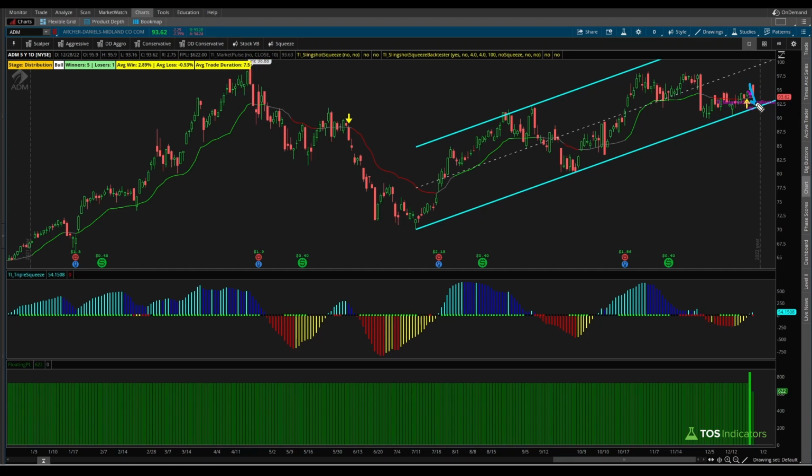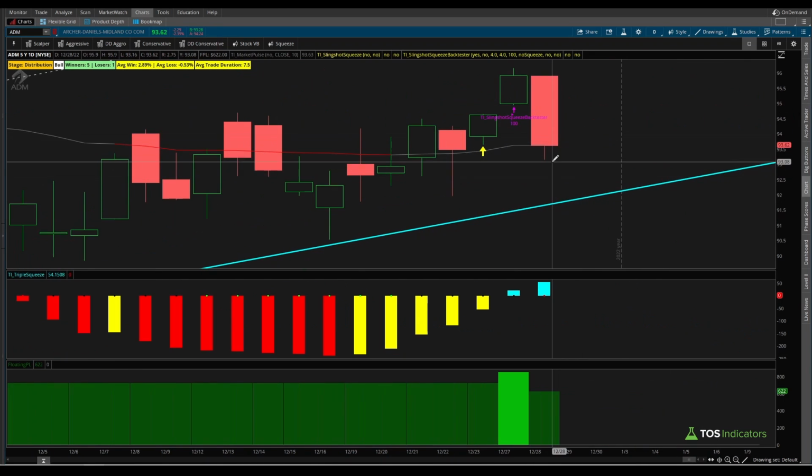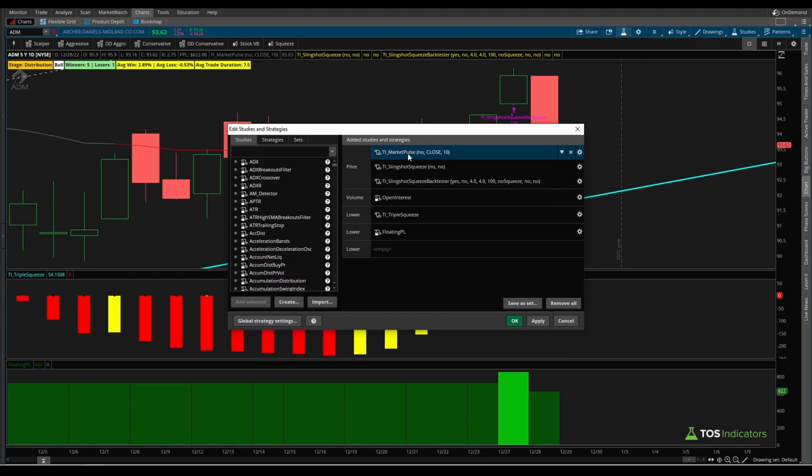In this case, we've also had the luxury of getting a pullback to the market pulse line. The market pulse line is nothing more than a variable moving average.